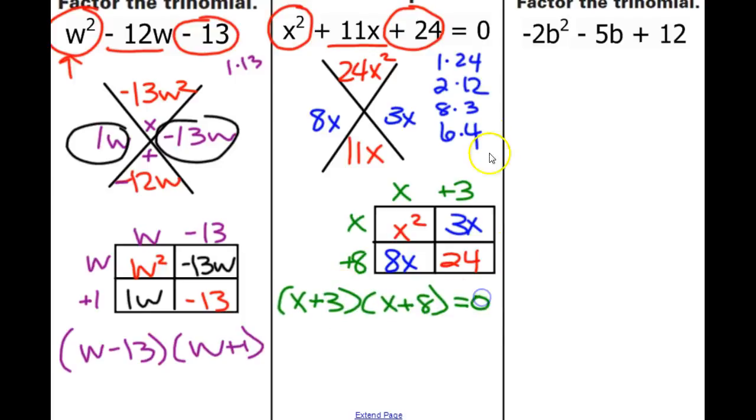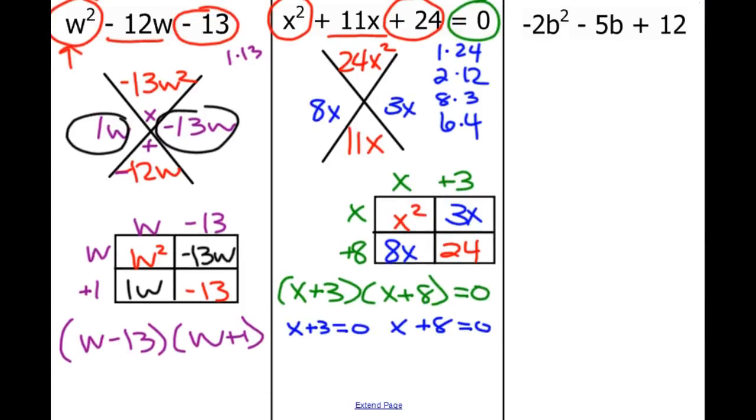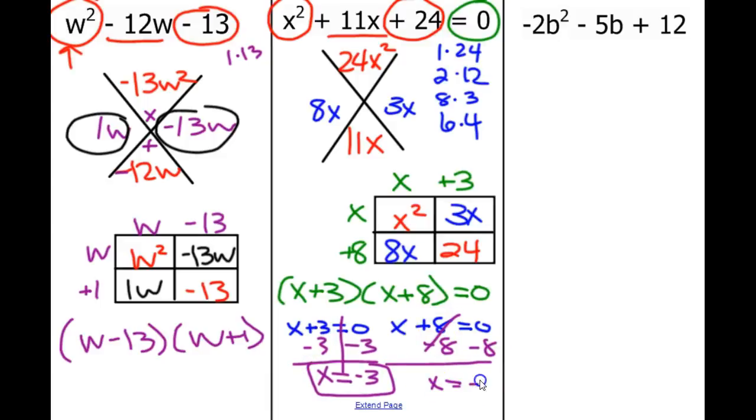But this one is equal to 0. Don't forget that piece. So we do need to solve them. X plus 3 could equal 0, or x plus 8 equals 0. Some of you I know can do this part in your head, and that's okay. We get x equals negative 3. And over here, subtracting 8, x equals negative 8.